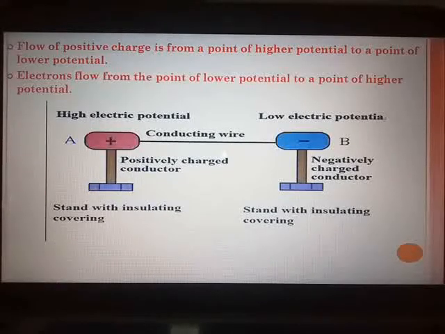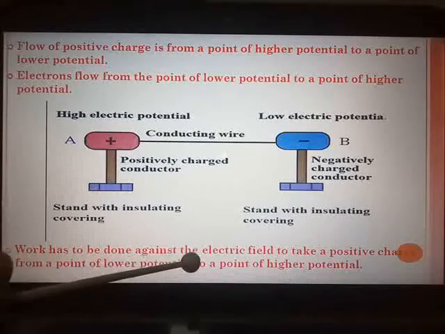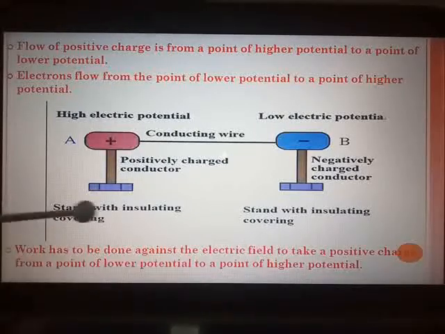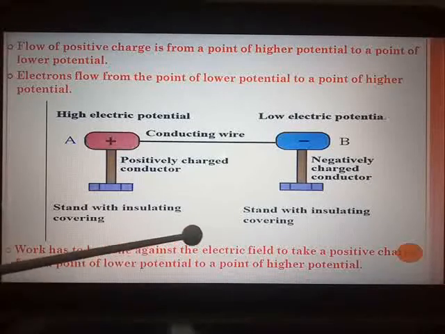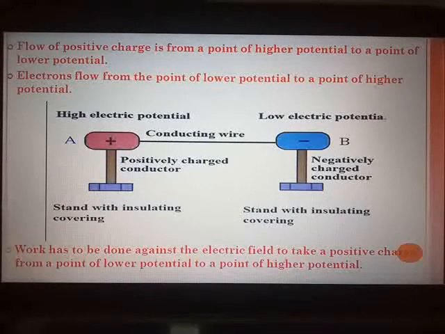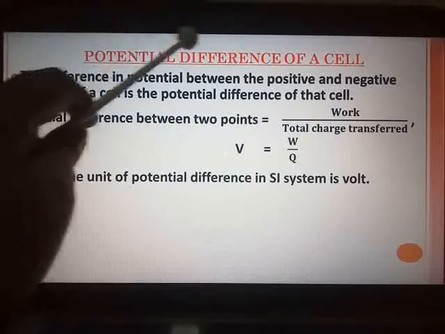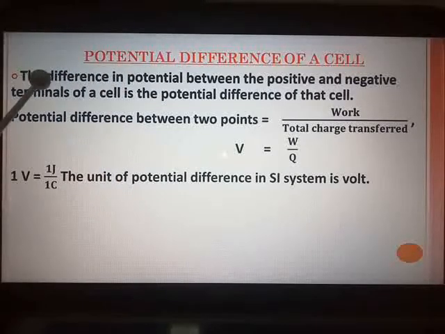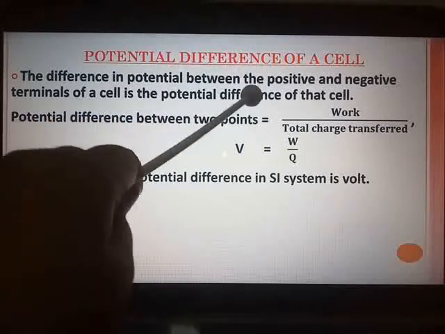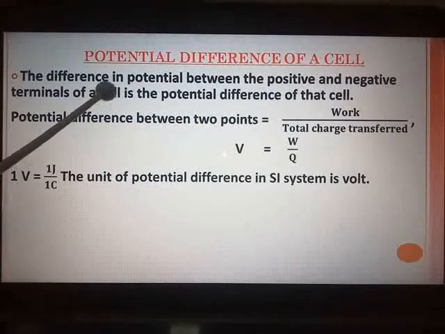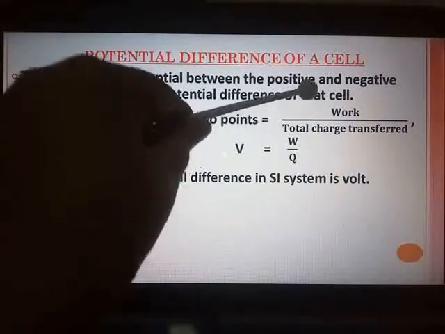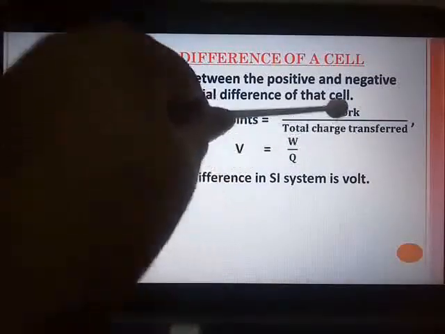Here you can see that work has to be done against the electric field to take a positive charge from a point of lower potential to a point of higher potential. Based on this, we are going to study the first definition and formula for this chapter: potential difference of a cell. What is the definition? The difference in potential between the positive and negative terminals of a cell is the potential difference of that cell. The formula is work done upon total charge transferred.